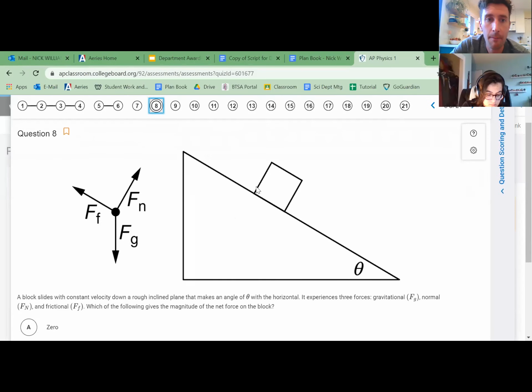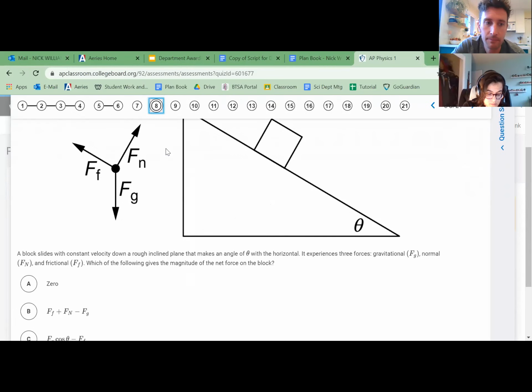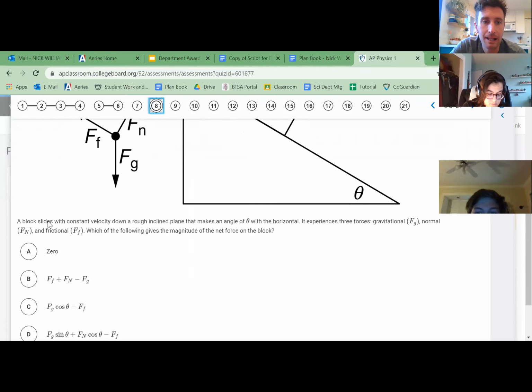All right, so we're starting with Unit 2 Progress Check, MCQ Part B, number 8. The question is, a block slides with constant velocity down a rough inclined plane that makes an angle of theta with the horizontal. It experiences 3 forces: gravitational, or F sub g, normal, F sub n, and frictional, F sub f. Which of the following gives the magnitude of the net force on the block?